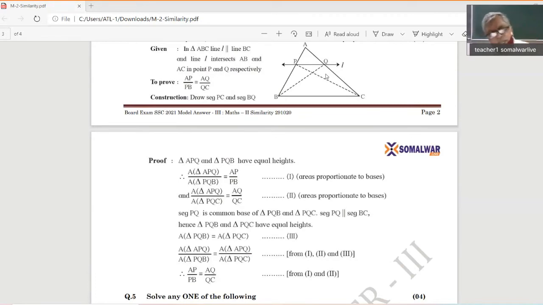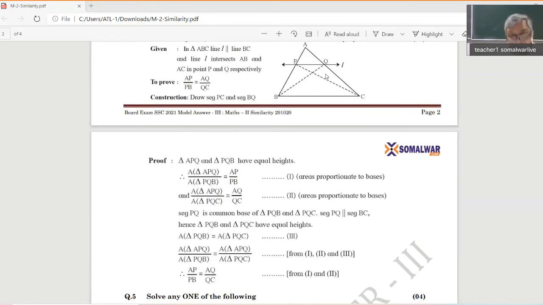Both these triangles, PQB and PQC, lie between two parallel lines. One is line L and the other is line BC. Line L is parallel to BC. When two lines are parallel, their perpendicular distance is always equal, which means their heights are equal.